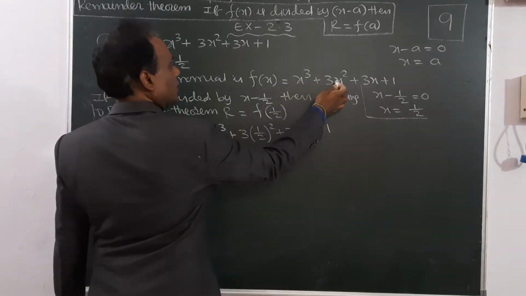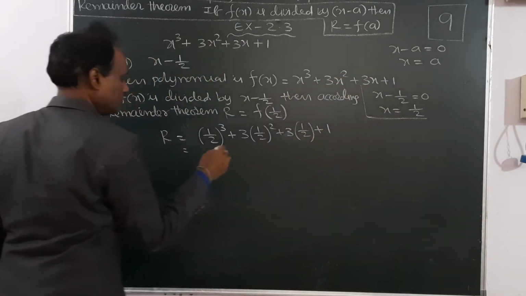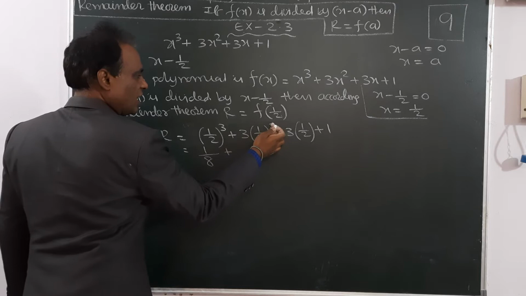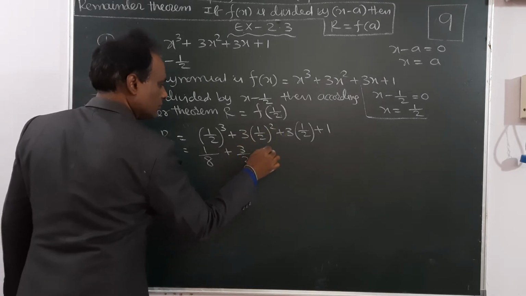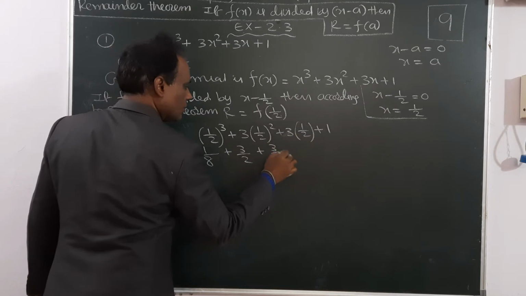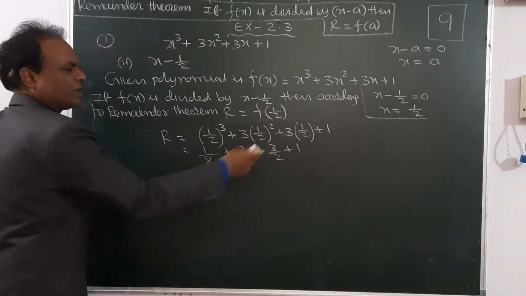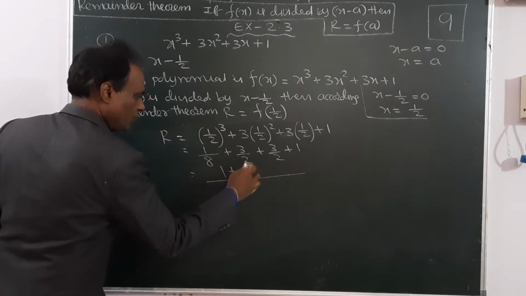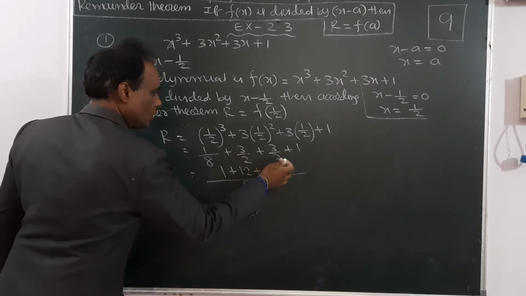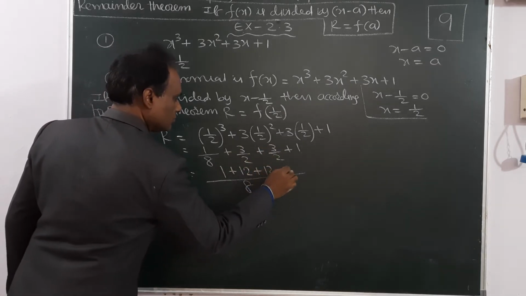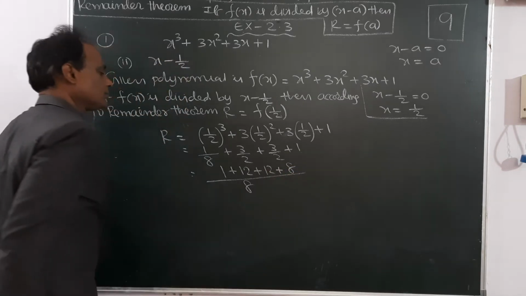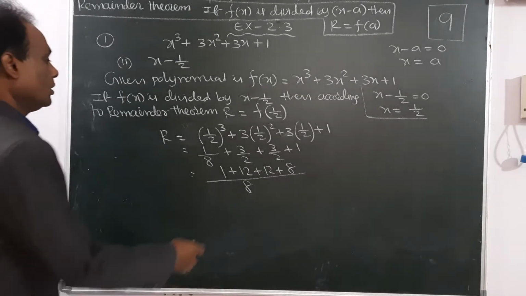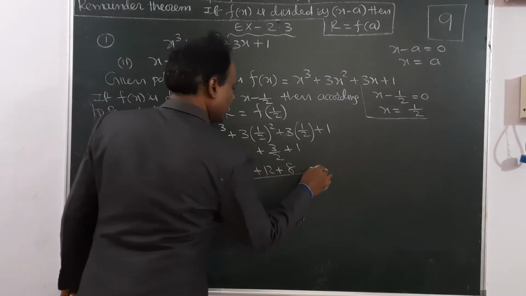One by 2 whole cube, 3 into 1 by 2 whole square, 3 into 1 by 2 plus 1. Cube of 1 is 1, 2 cube is 8, 1 square is 1, 1 into 3 is 3, 3 into 1 is 3. You simplify, take 8 as the LCM. 2 4 times 4 3 is 12. 8. 24, 25, 33.